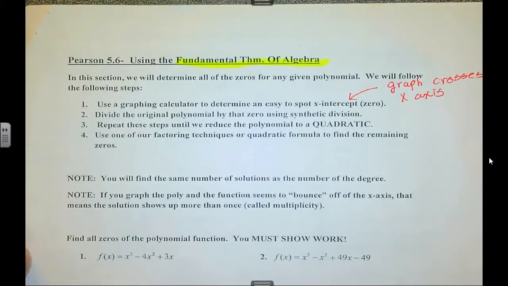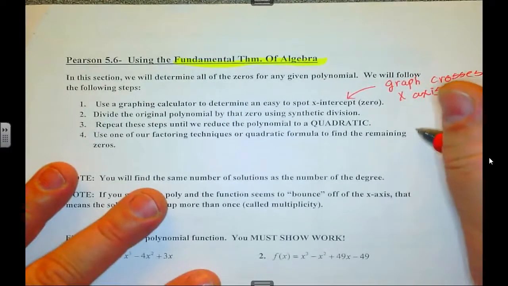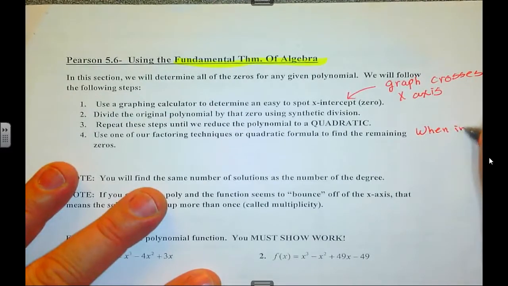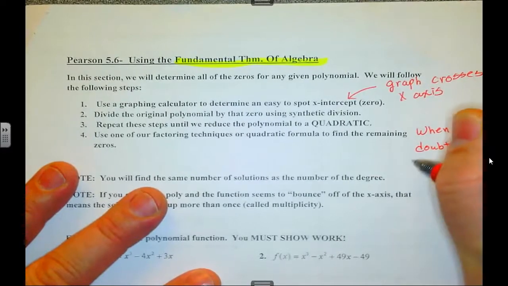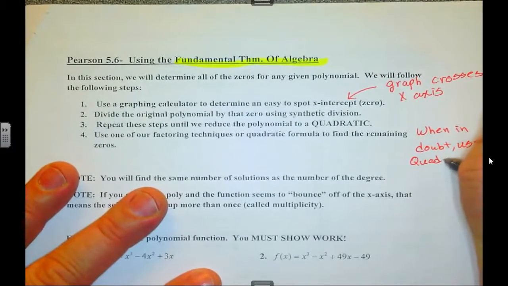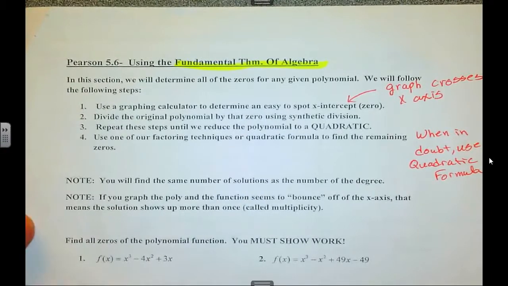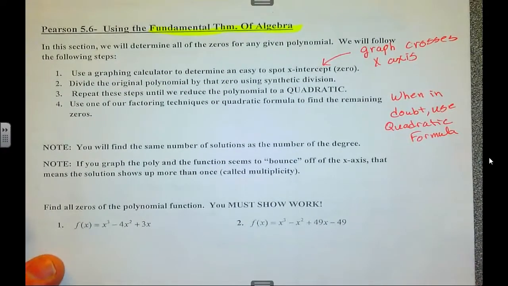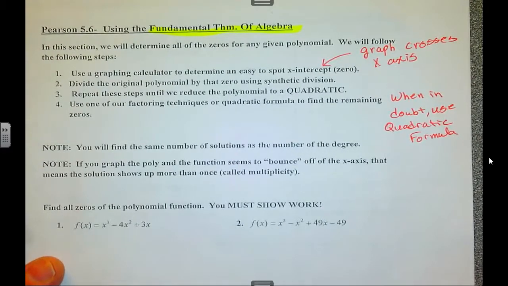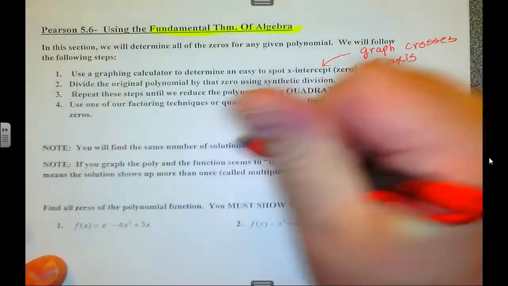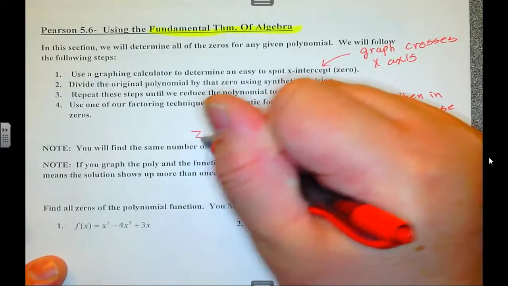All right, you can always use what? When in doubt, use the quadratic formula. Note: you will find the same number of solutions. Now, solutions. Remember, that's what we call the zeros.